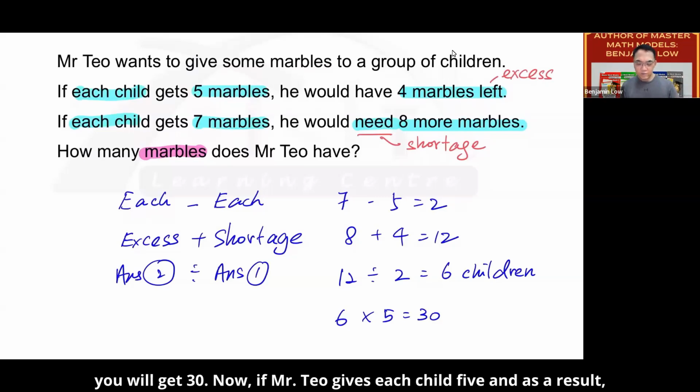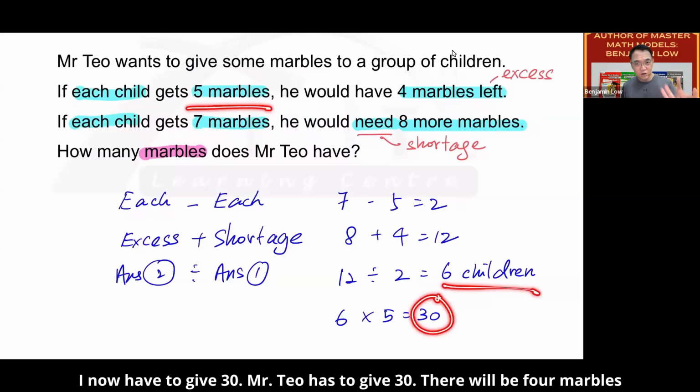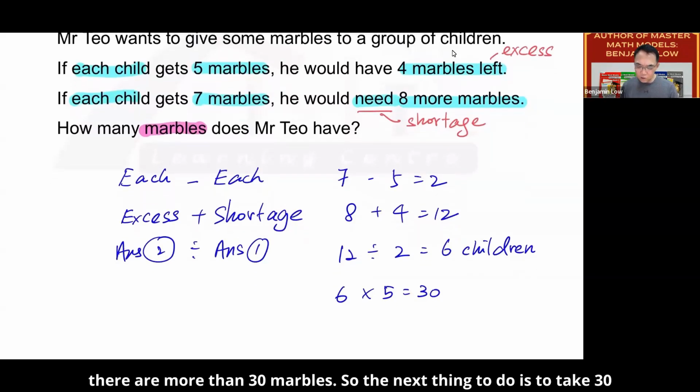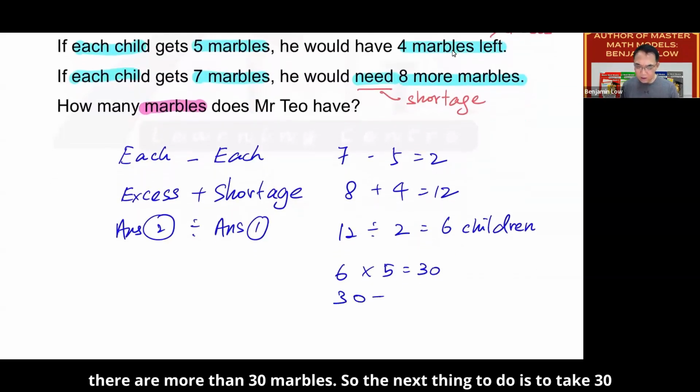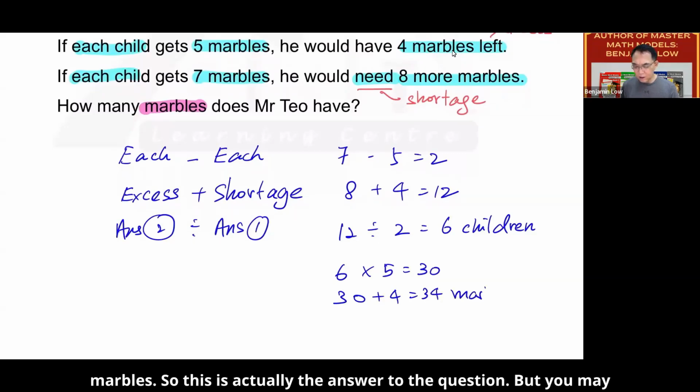Now, if Mrs. Teo gives each child 5, and because there are 6 children, she has to give 30. There will be 4 marbles left. In other words, there are more than 30 marbles. So the next thing to do is to take 30 plus 4, and that gives 34 marbles. So this is actually the answer to the question.